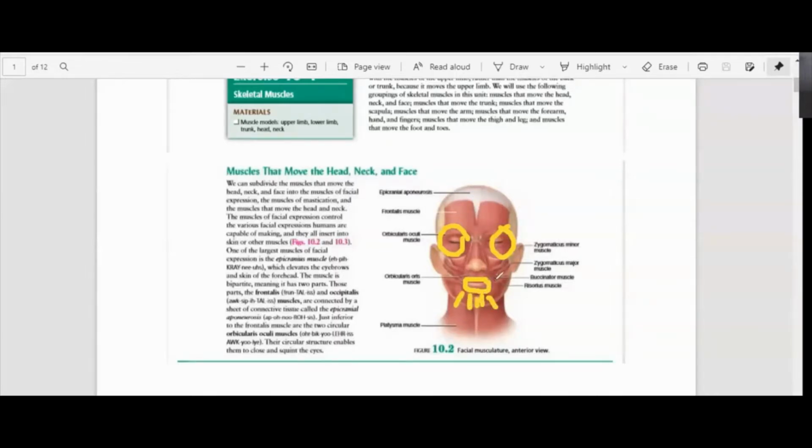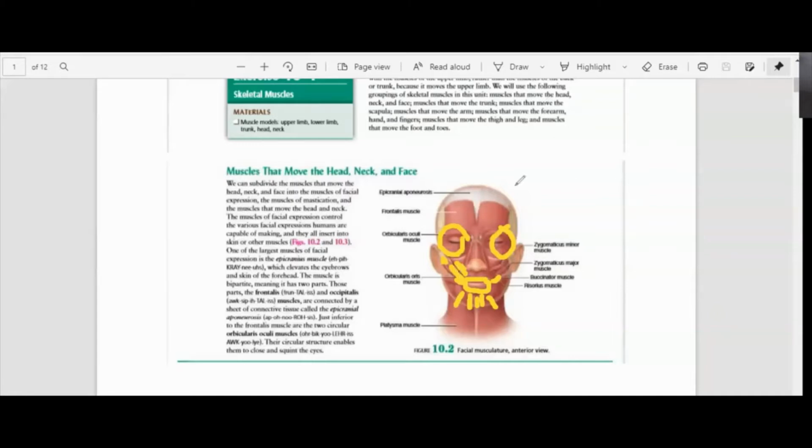On the side, you're going to have the risorius that is going to elevate the corner of your lip up when you are smiling. What elevates your lip up is two muscles right here that go towards your zygomatic bone that is right here. So these two muscles, one of them is going to be the zygomaticus major, and the other one is going to be the zygomaticus minor.